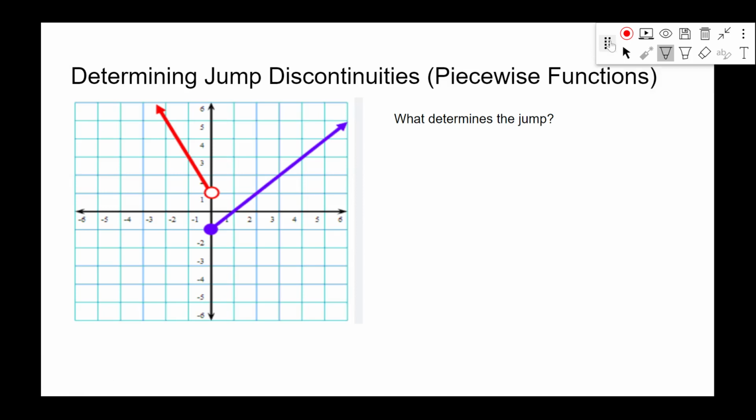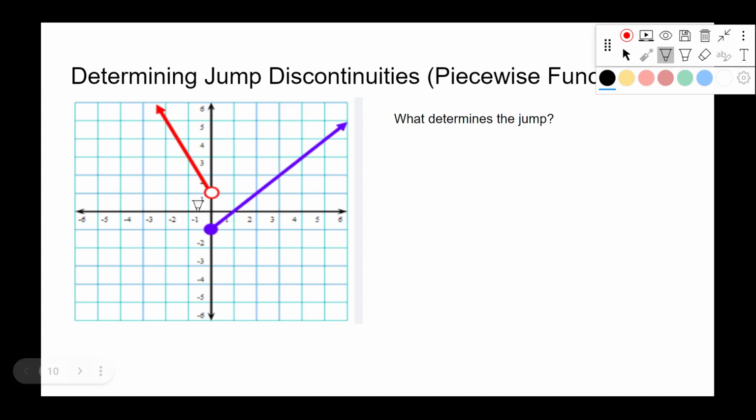Determining jump discontinuities on a piecewise function. So the first question is, what determines the jump? The fact that this thing jumps means that it was a piecewise function. And the other thing that determines the jump is that the two pieces that you have don't have the same y value at the jump point, right? At the change point. So for example, if my function here is changing at x equals 0, right?